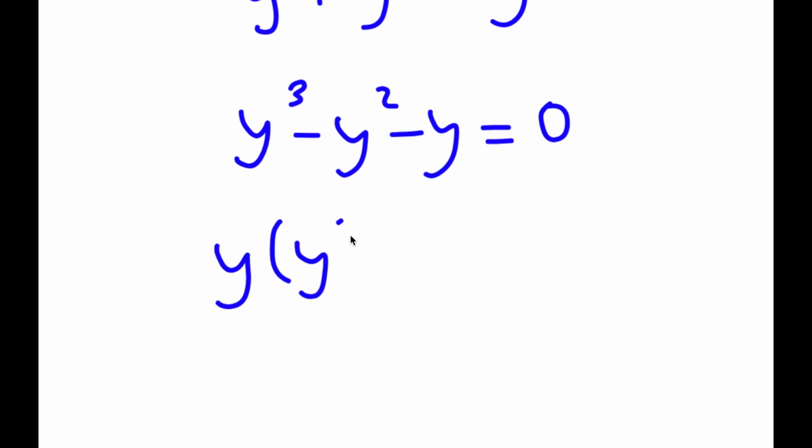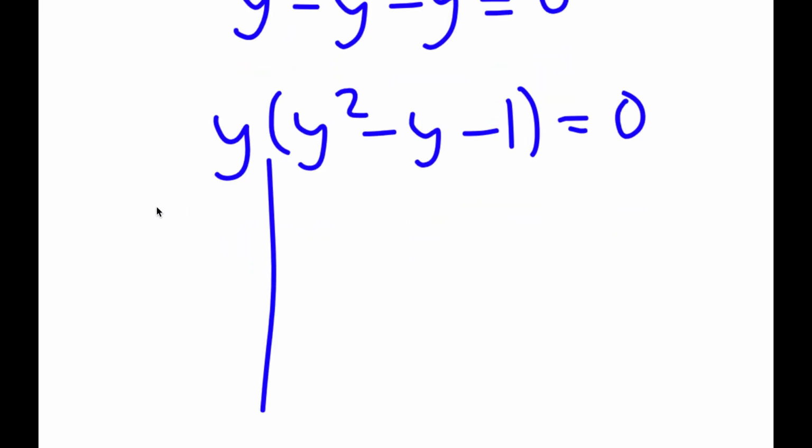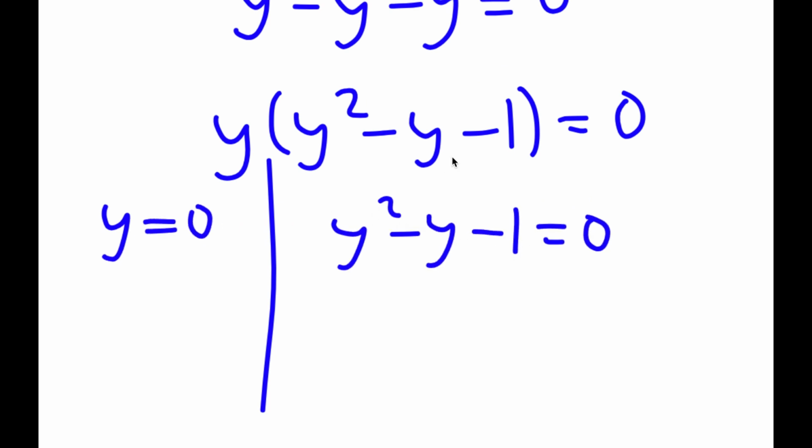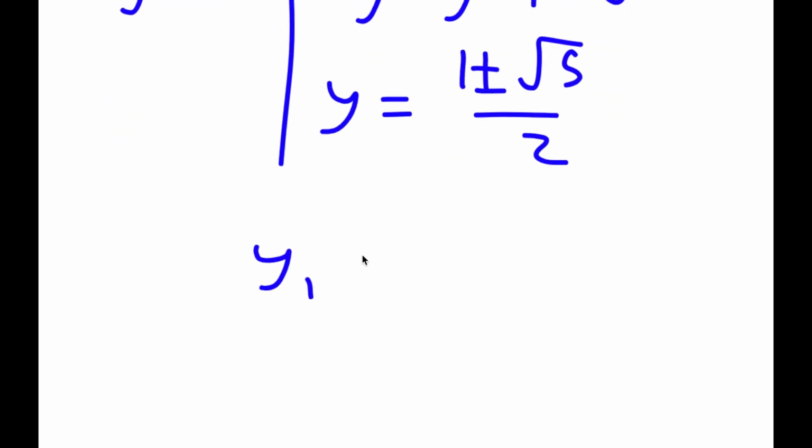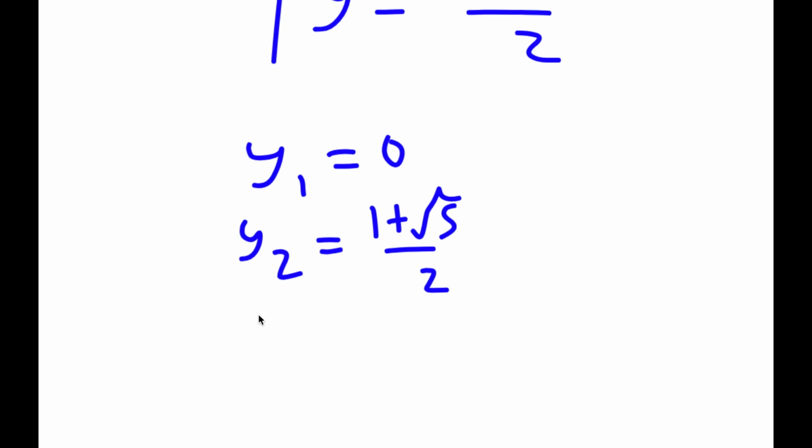Now if I factor out y, I get y times (y^2 - y - 1) = 0. So this gives me two equations: y = 0 and y^2 - y - 1 = 0. For y^2 - y - 1 = 0, I'm going to use the quadratic formula. If you do end up doing it, you should get y = (1 ± √5)/2. So my solutions for y are 0, (1 + √5)/2, and (1 - √5)/2.